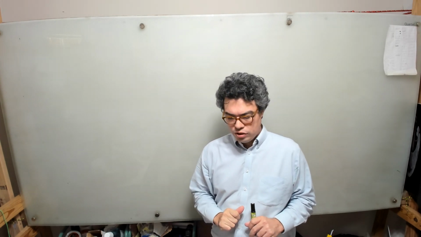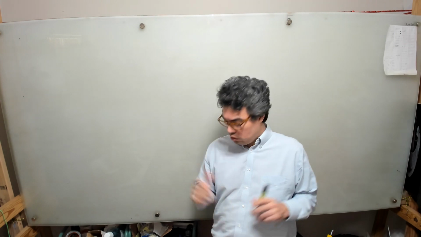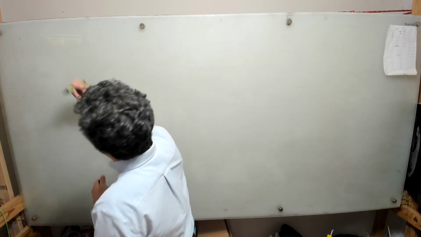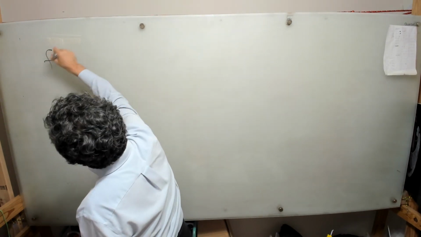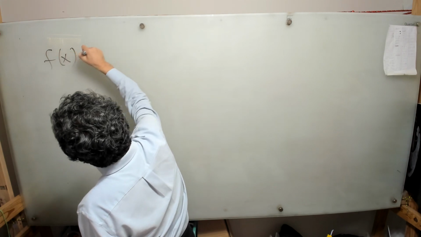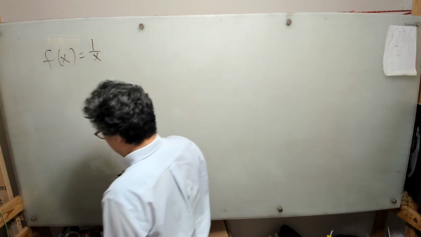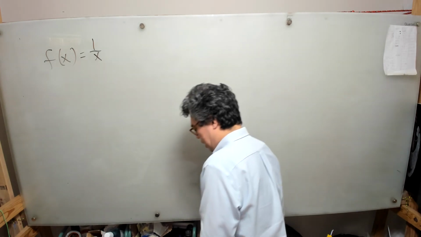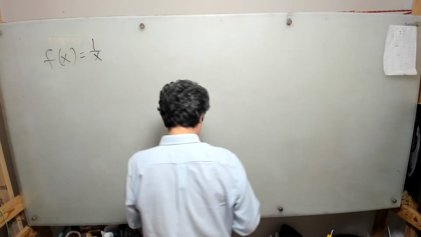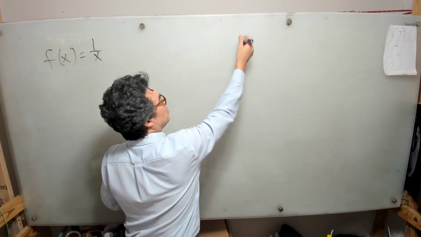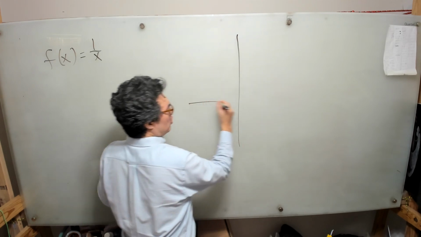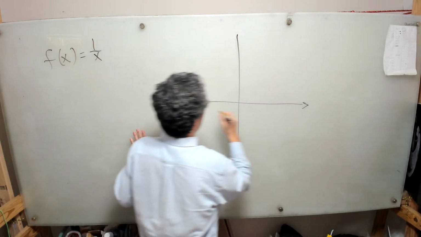Okay, and so without further ado, let's discuss this. What function am I talking about? I'm talking about the function f of x equals 1 over x. Okay, and if you guys have ever seen this function before, and I imagine most of you have, but if not, let me just show you here in broad terms what the graph looks like.